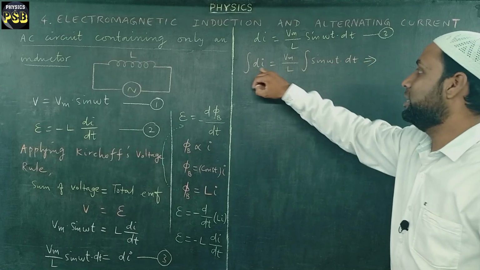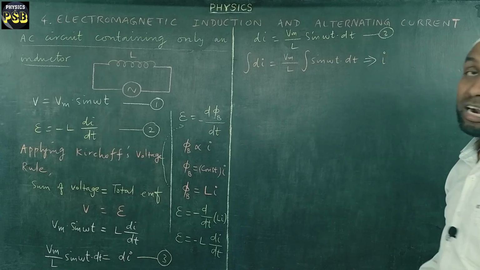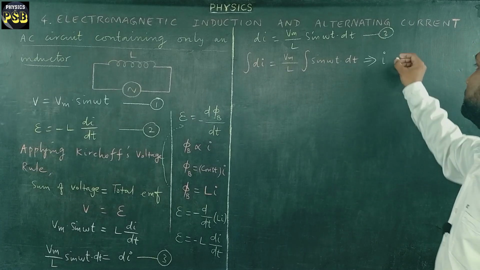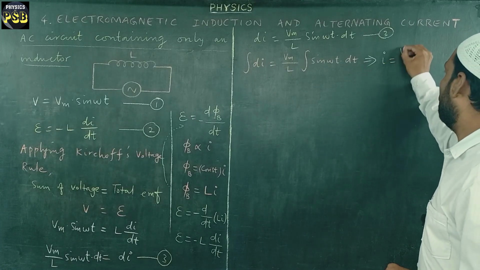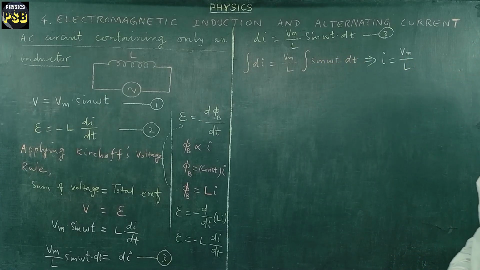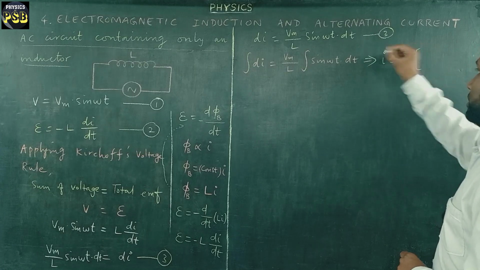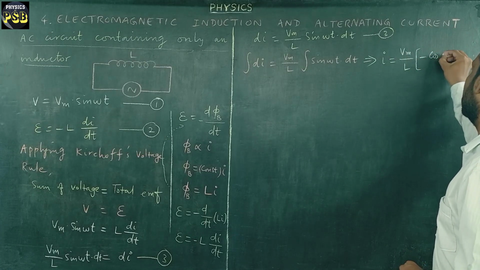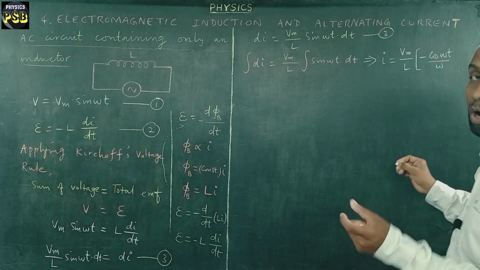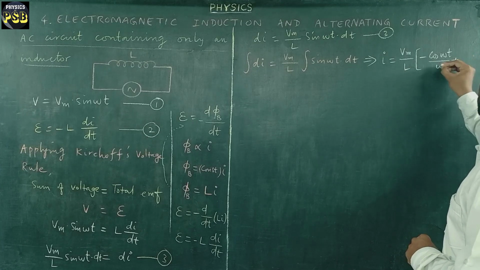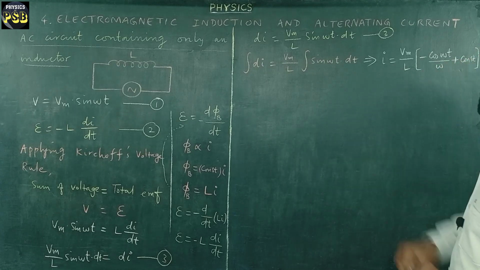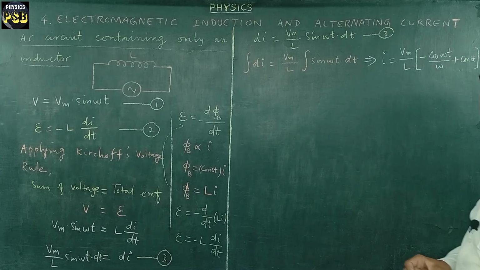For integration, di becomes I. We know integral of dx is x. Similarly, integral of di will be I, which is found to be equal to Vm upon L. Now when I integrate sin omega t dt, let's find out what we get. We get minus cos omega t divided by omega, along with an integration constant. This constant is obtained here.